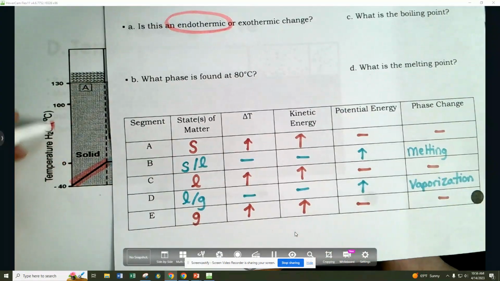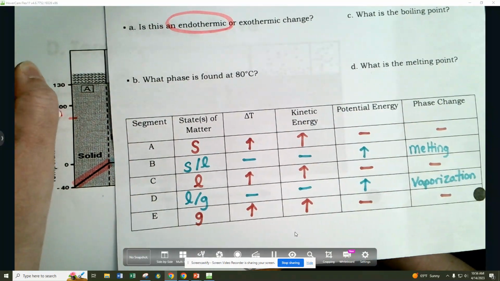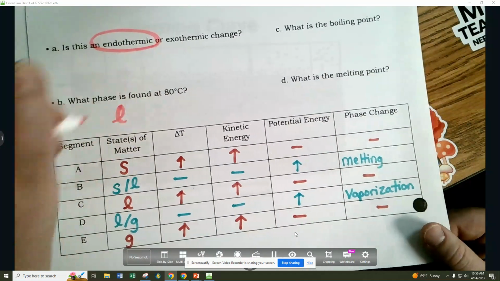So what phase is found at 80 degrees? Well, we have a big chunk here, 0 to 100. We can know for sure that that's somewhere between there. 80 probably falls closer here, and that's definitely in the liquid state.